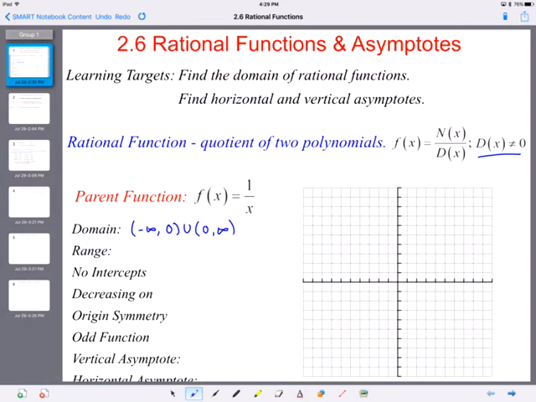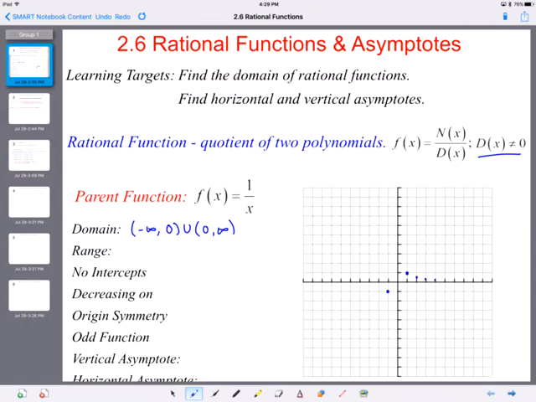Let's go ahead and graph the parent function just like we did the other day. There's only two nice values you can plug in. When x is 1, y is 1. And when x is negative 1, y is negative 1. And then we just start plugging in some other numbers. When x is 2, y is 1/2. When x is 3, it's 1/3, 1/4. And as x is 10, it's 1/10. And so on and so forth.